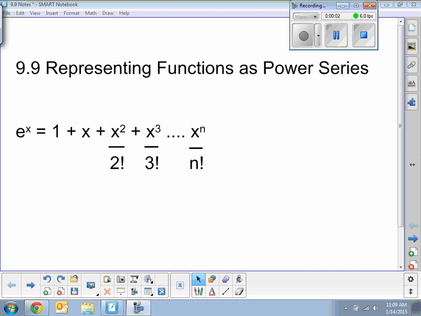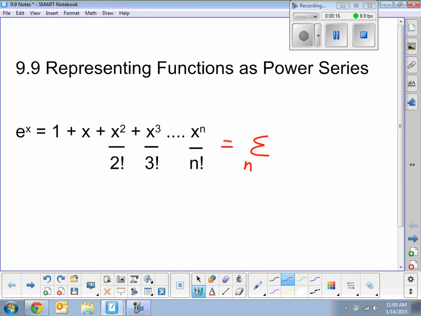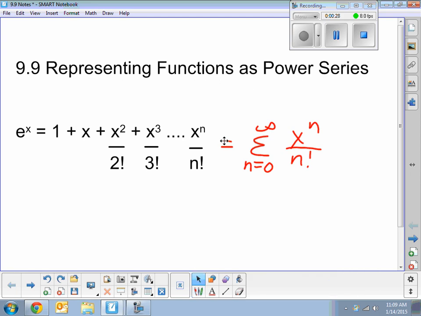Today we're going to look at 9.9, representing functions as power series. We already talked about being able to represent some functions as a power series. In fact, last section we talked about e to the x. You can see an infinite series here. If I represent it as a summation, n goes from 0 to infinity of x to the n over n factorial. This one is actually convergent everywhere, and it's the exact series that represents e to the x.